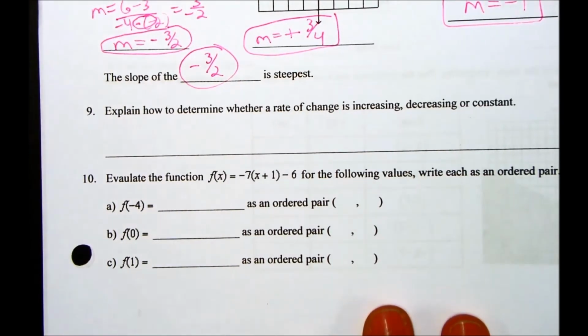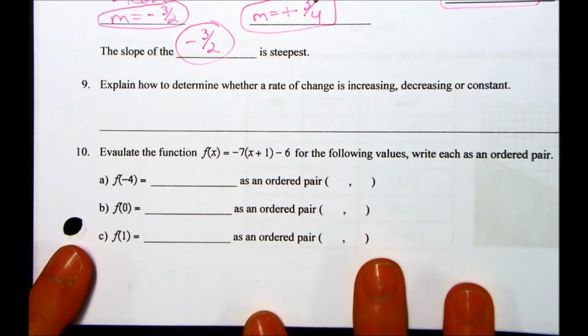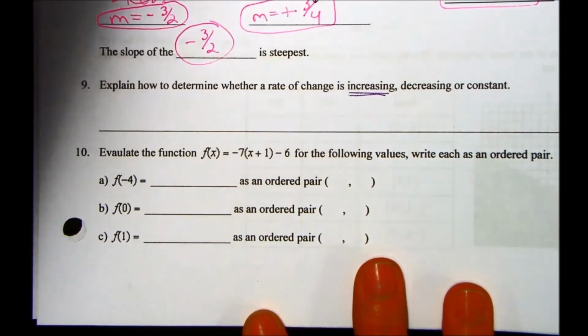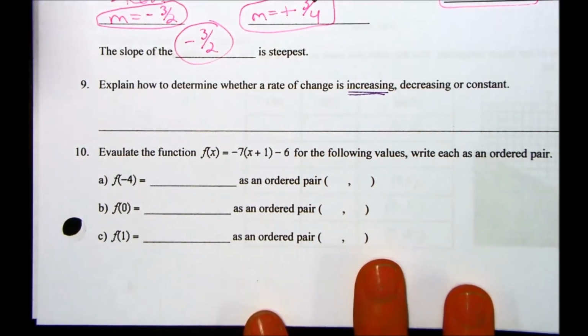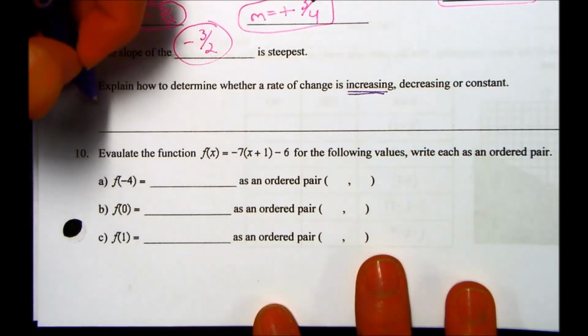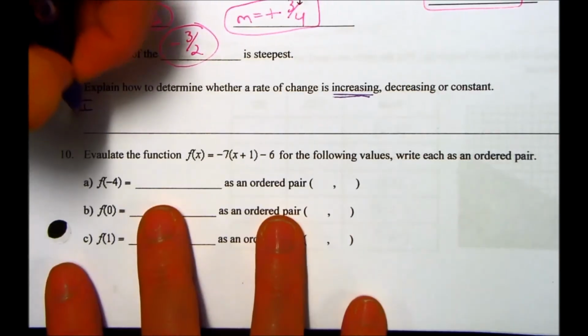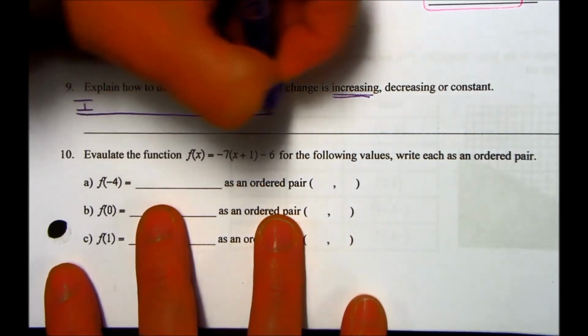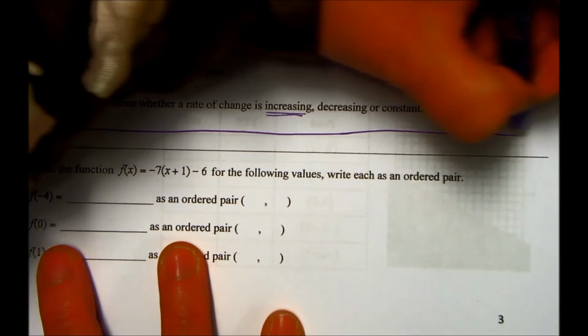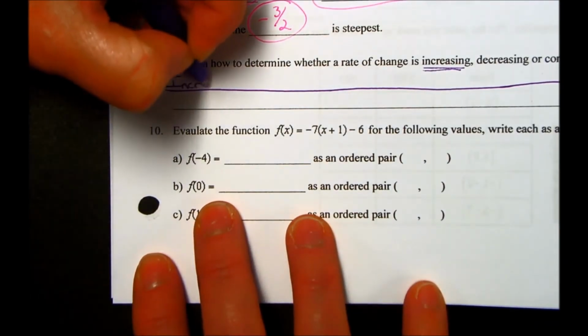On to number 9. In number 9, we have to explain how to determine whether the rate of change is increasing, decreasing, or constant. There are a couple ways you can tell. It depends on if you're given a graph or if you're given an equation. I'm going to probably use more than just this one line, so I'm going to make a second line here for my answer.